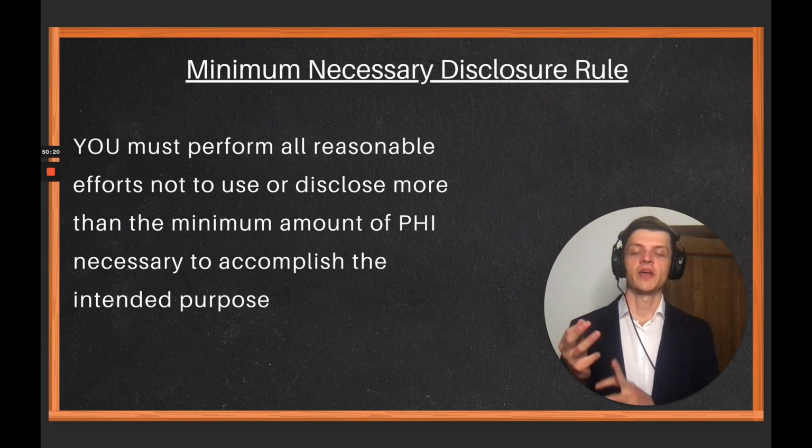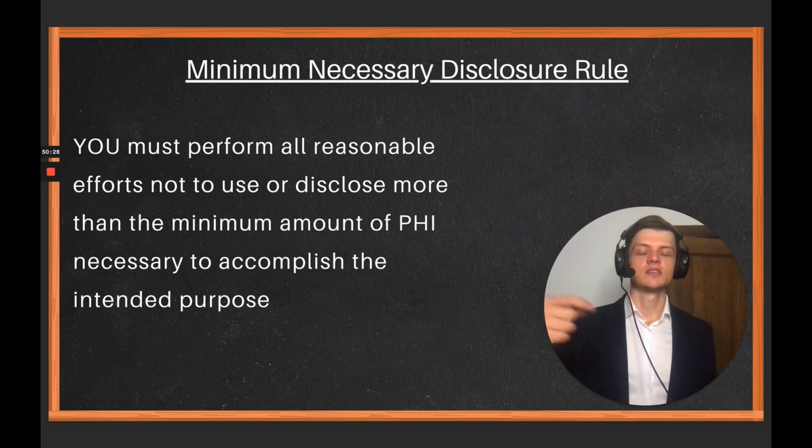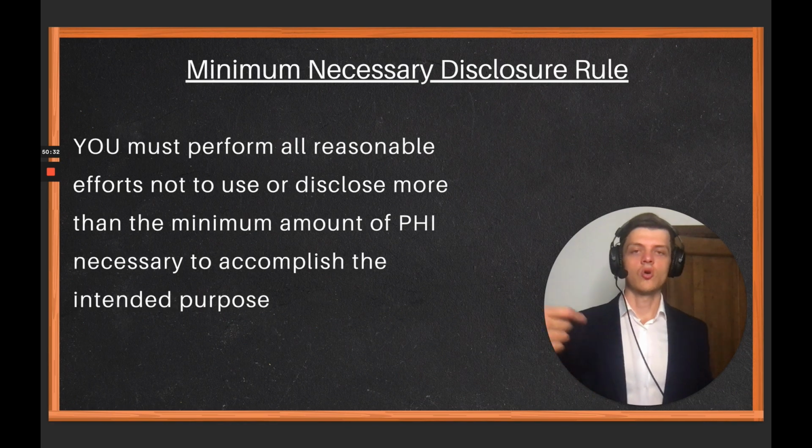If you have a patient's first name, last name, social security number, and their policy number, and in order to execute an operation or activity, you need to disclose only the last 4 digits of the social security number, it will be a violation of HIPAA and a violation of the minimum necessary disclosure rule to disclose anything more than the minimum which is needed to accomplish the goal.